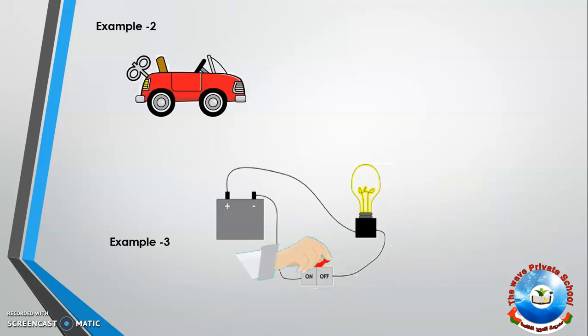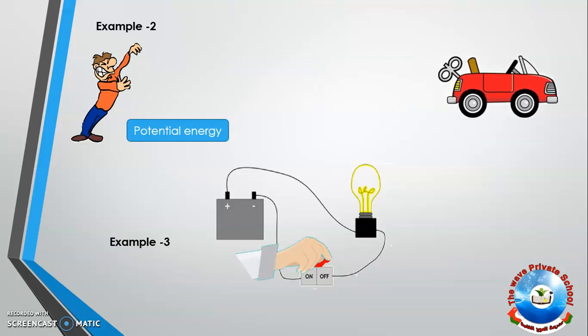Coming to the next example. Here, the car is not moving. That means potential energy. The man winds up the car. What happens? Yes, potential energy is converted into kinetic energy. Okay? So coming to example 3.